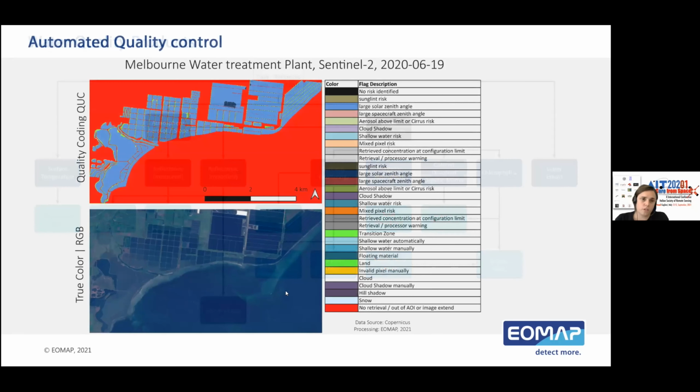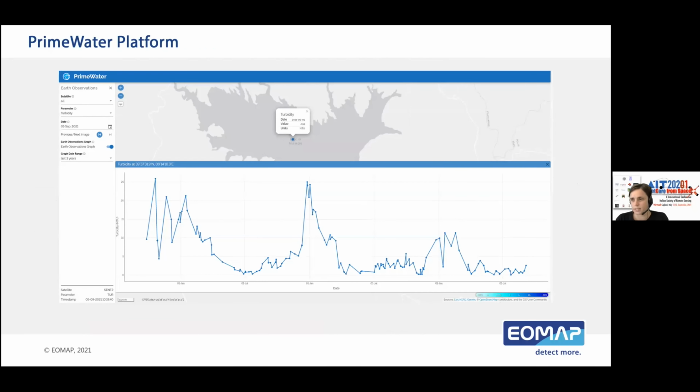What we also have included is our automatic quality control mechanism. Here you see an example of the already mentioned Melbourne water treatment plant. In this case, we detect in the winter time in the southern hemisphere a large solar zenith angle. That's why this bluish color indicates a kind of warning: there might be some errors in the product. All these data are delivered to standardized interfaces and consumed by the PrimeWater platform, as Apostolis showed before.